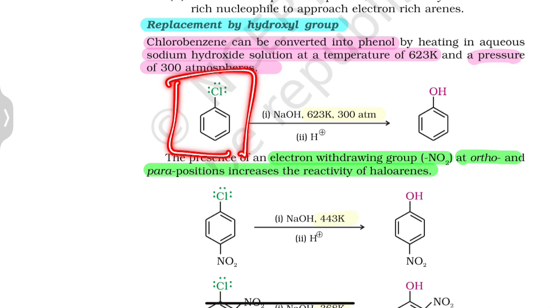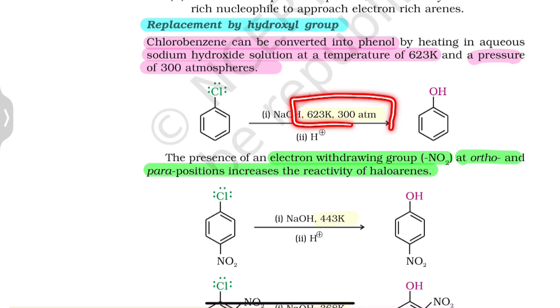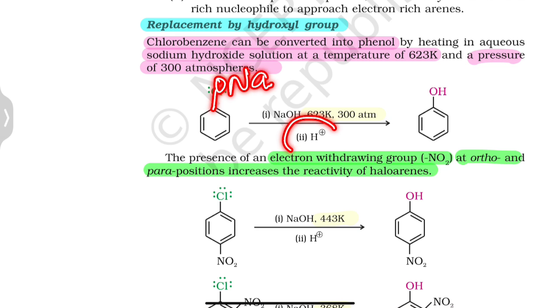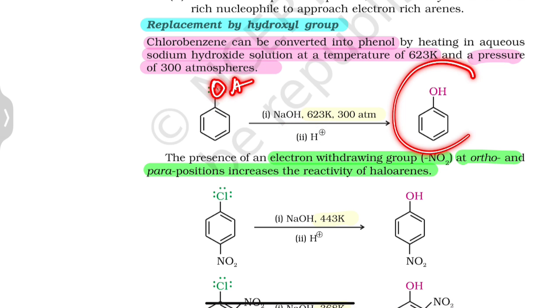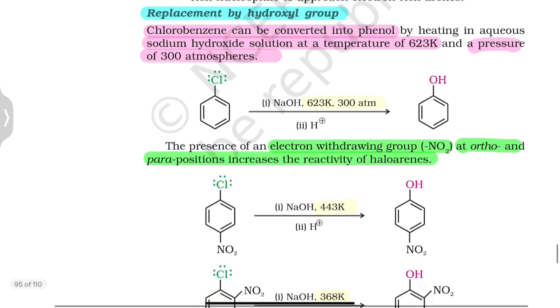So here take chlorobenzene. Here you can see the drastic conditions. The temperature is very high, 623 Kelvin, and the pressure you have to maintain is 300 atmosphere, in the presence of a base and H plus ion. When you treat with the base NaOH, the Cl will be replaced by ONa. So remove this Cl and write here ONa, and then this should be acidified with H plus ion. When it is acidified, this will be converted into OH. So here you will get the product.